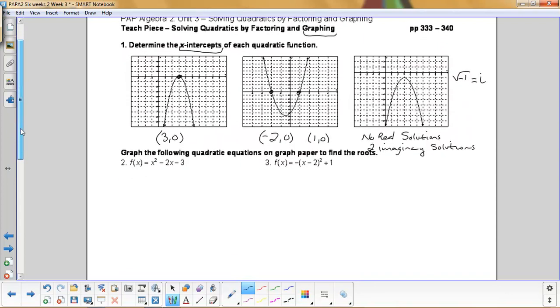Okay, graphing the following quadratic equations on graph paper, we're going to find their roots. So the first thing I'm going to do is the opposite of b over 2a, followed up by f of the opposite of b over 2a. That's going to help me find its vertex. So that's going to be 2 over 2, which is 1. Plug in 1 for everything, and we get 1 squared, which is 1, minus 2, which is -1, minus 3, which is -4.